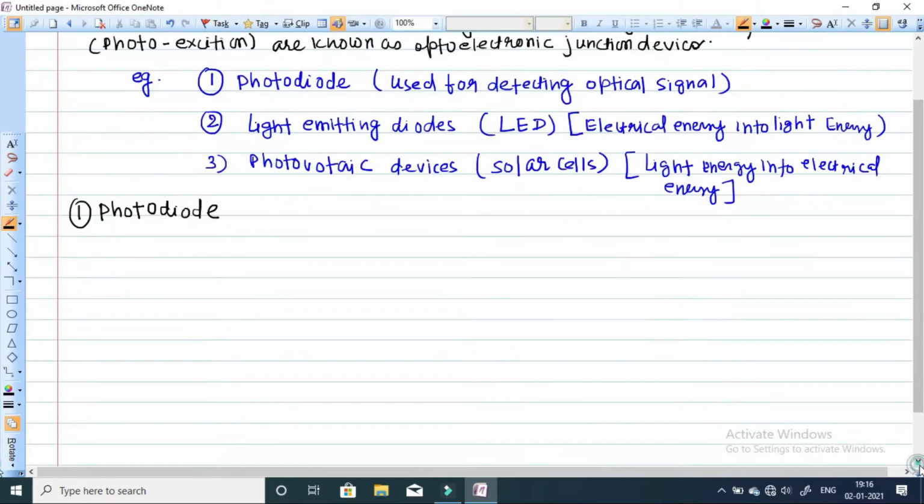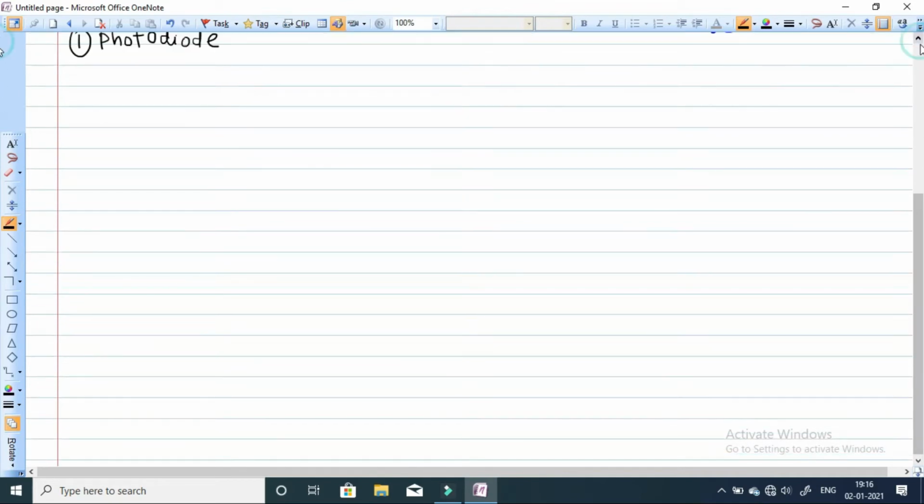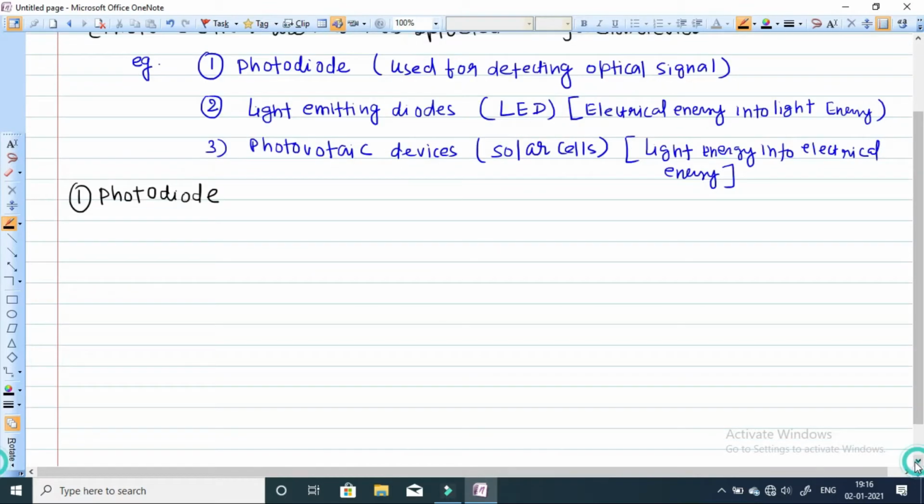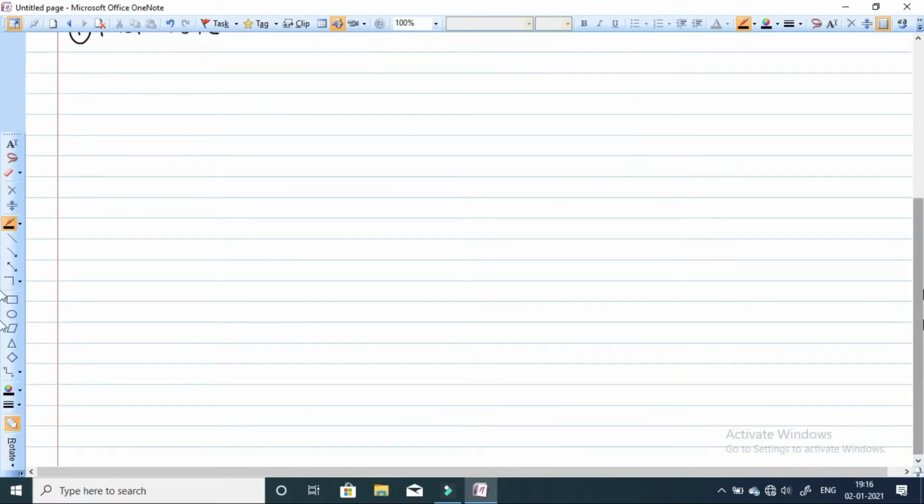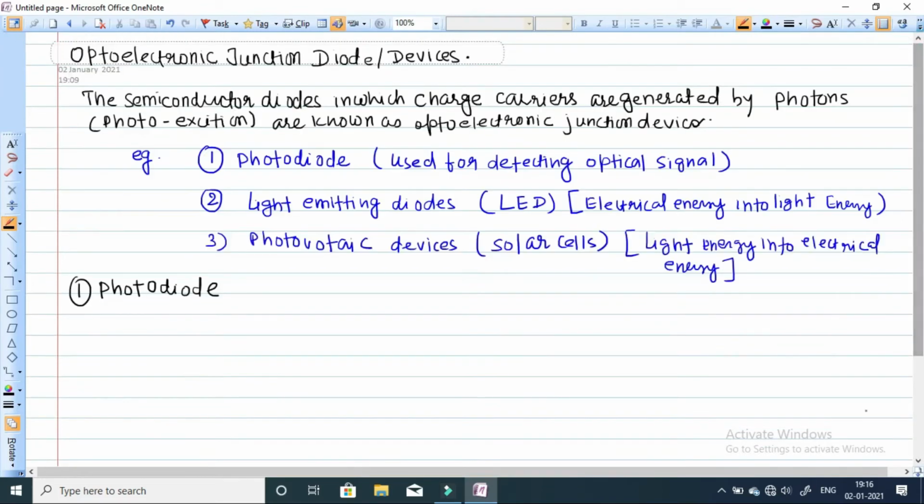So photodiode. Suppose we have this diode, photodiode. Let me explain the working of this photodiode. So basically it is a special purpose PN junction diode.